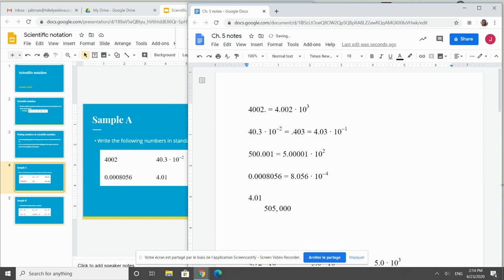For my next one, it is already a number between 1 and 10, so I don't need to move the decimal, so I move it 0 times. So anytime you don't move the decimal, the power of 10 is 0. And then here I have to move it 5 times, 5.05 times 10 to the 5th power.